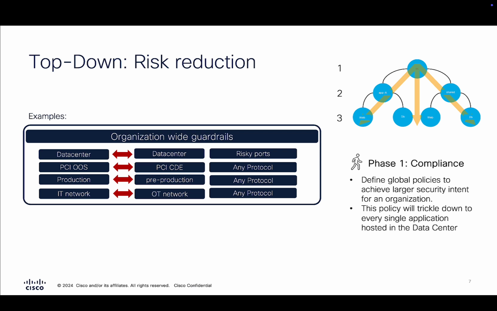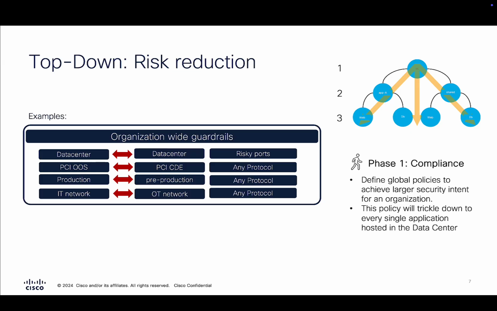So in phase one, you're basically defining org-wide guardrails. What are these guardrails? Let's look at some examples. So these could be within my data center, I don't want any communications on a certain set of risky ports. These risky ports are nothing but well-known ports where some malicious activity has been seen out there in the wild. These could be ransomware ports or some non-standard ports, which are generally not used by any application for any sort of communication.